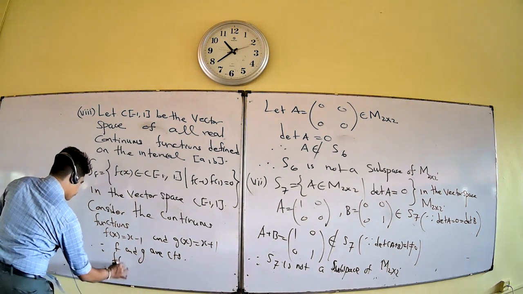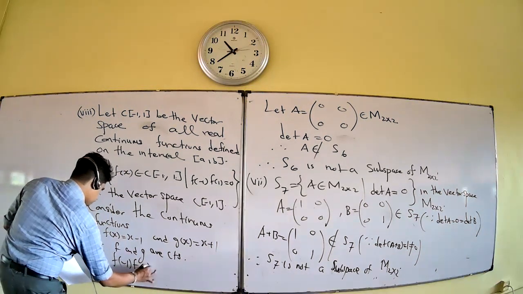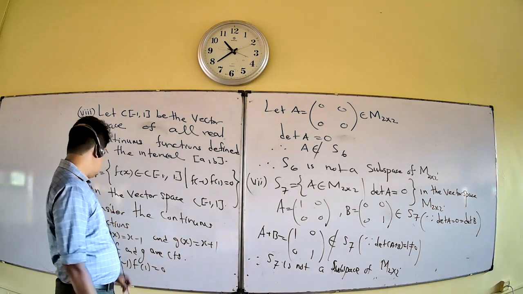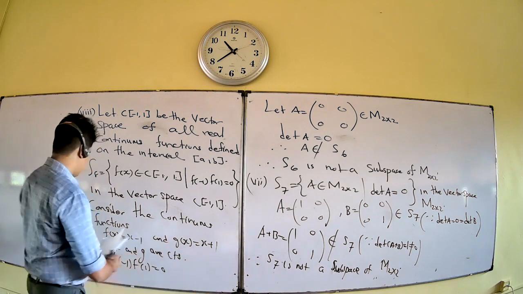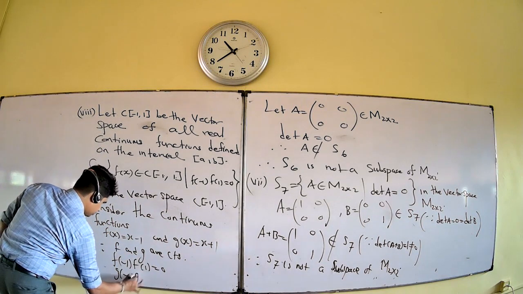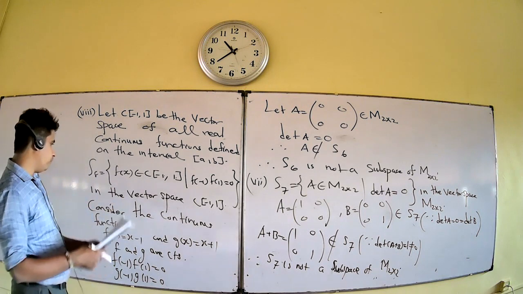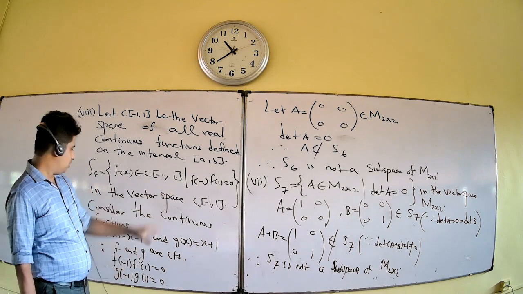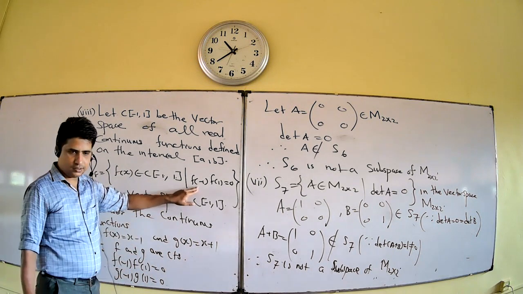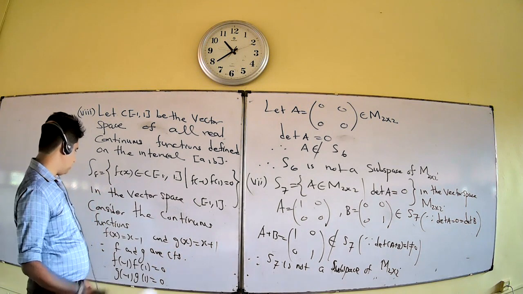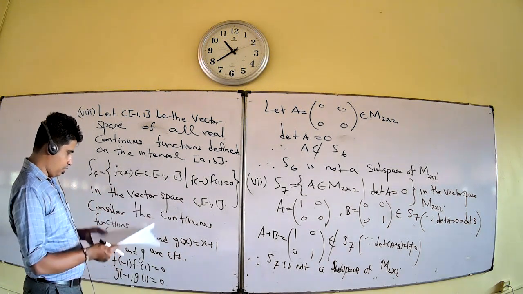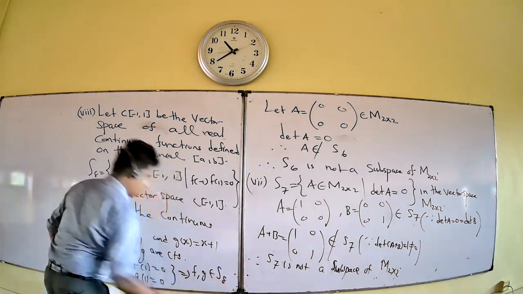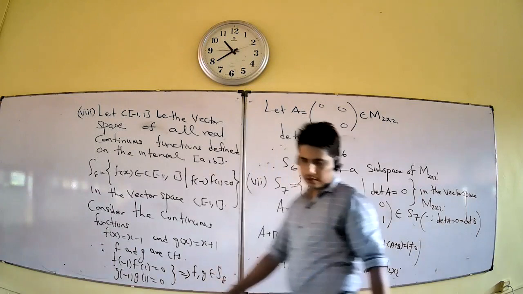Does this satisfy the condition? f of 1 is 0, while f of minus 1 is not equal to 0. Similarly, g of minus 1 is 0, while g of 1 is not equal to 0. Then these two functions satisfy this condition. Next, this implies f comma g belong to S8.